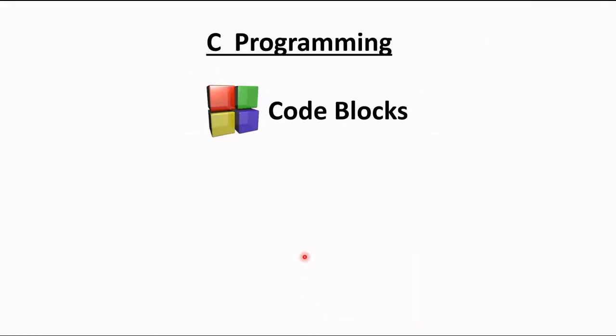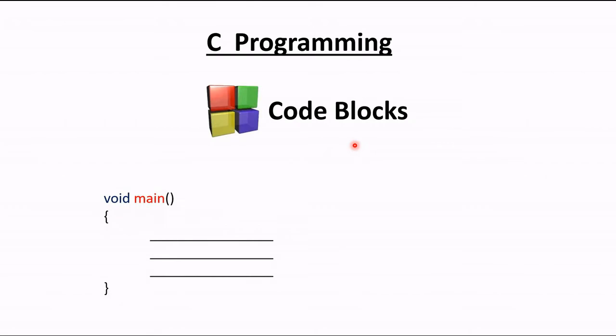So we have downloaded and installed Code::Blocks. Now we will learn about C program. What is the main syntax of a C program? First of all, to write a C program, what do we have to write? We have to write void and main, and then an open parenthesis and close parenthesis, and then a second bracket open and close, and all the code will be written inside this void main.